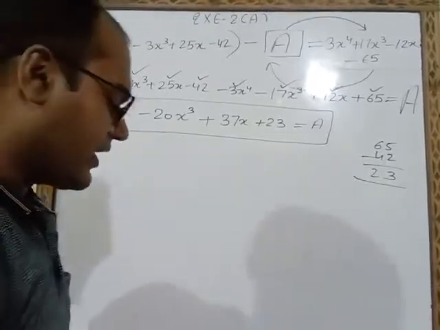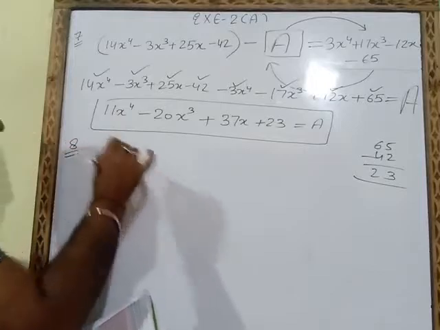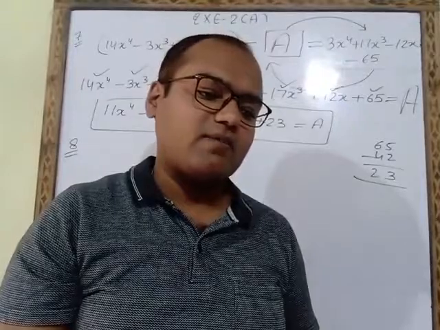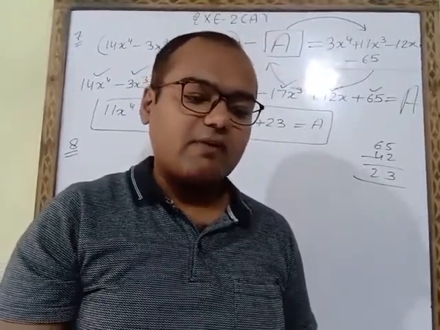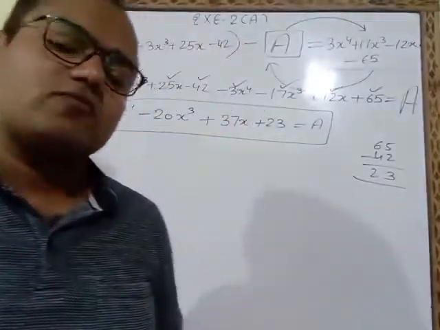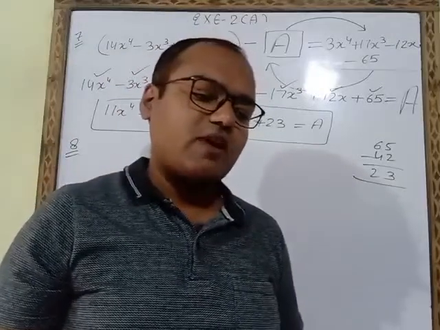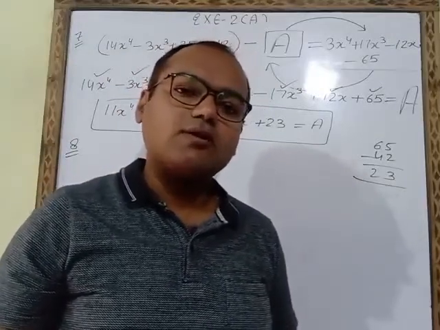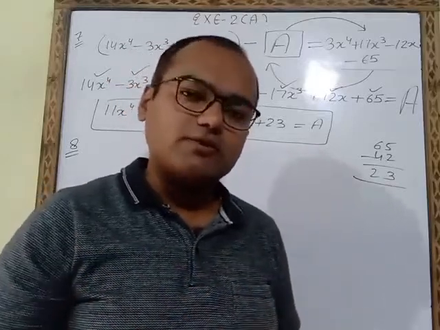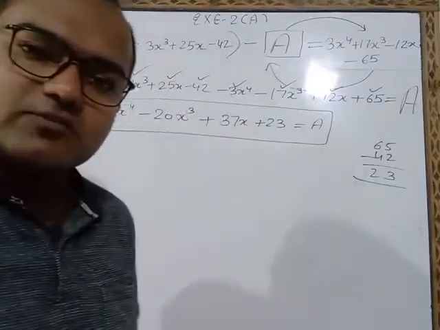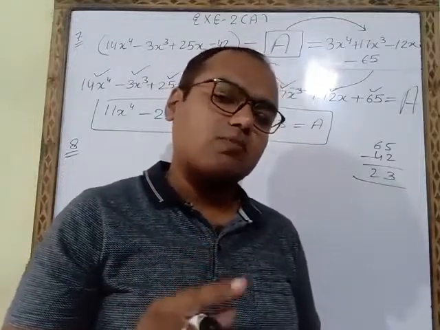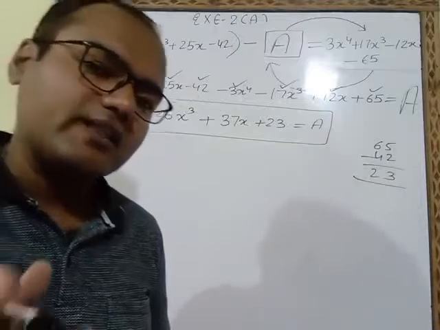Now see question number 8. How much smaller is 5x minus 8y plus 9z than 12x minus 10y minus 3z plus 16? What do you have to find? You have to find how much 5x minus 8y plus 9z is smaller. So what you have to do here is find the difference of these two algebraic expressions. Here two algebraic expressions are given. One algebraic expression is greater and one is smaller. What do you have to find? You have to find the difference.